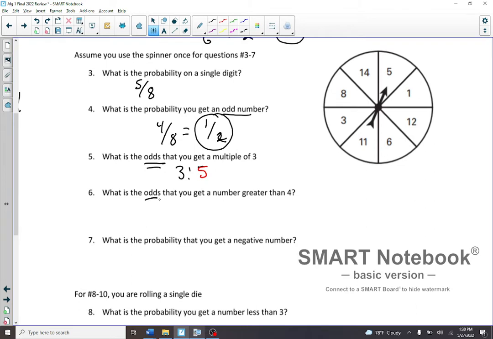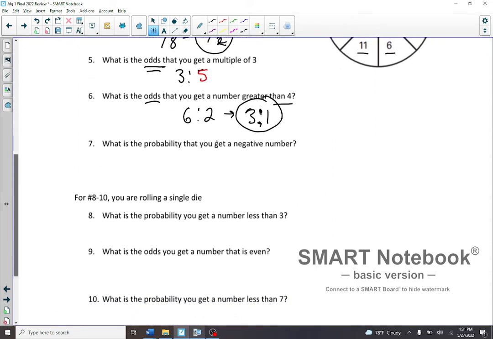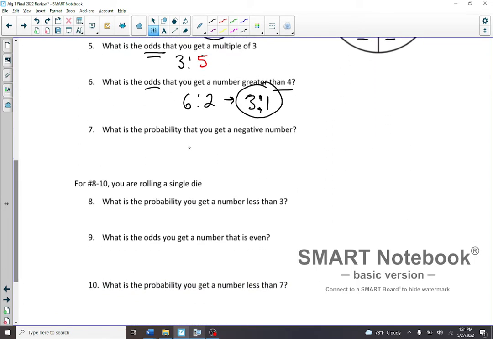Next one, odds. Now I got a number greater than 4. So the numbers greater than 4 are 11, 6, 12, 5, 14, 8. So 6 of them are greater than 4, compared to 2 of them that are not greater than 4, which we should simplify to 3 to 1. On your test, it will look like 3 to 1, not 6 to 2 on the multiple choice. What's the probability you get a negative number? There are no negative numbers, so 0 over 8 choices, so that's going to be 0%.